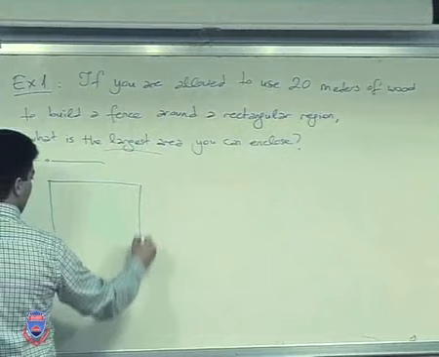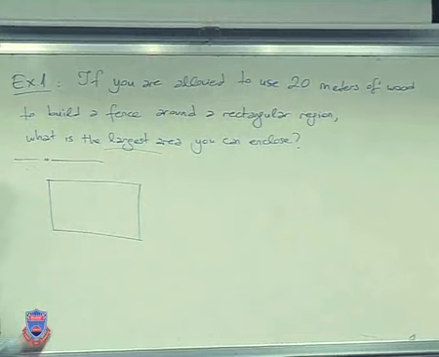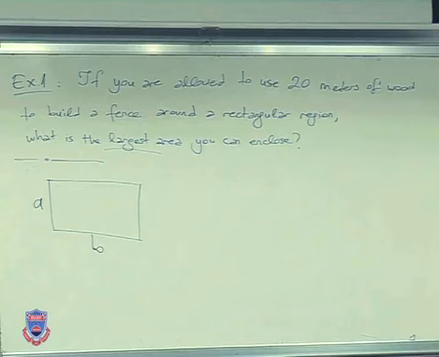So if this is your region, what are the decision variables? What are the things that you can control? Exactly. There are basically two things you can control, which I'm going to call A and B. You can decide A and B, but within certain restrictions. You cannot choose A and B arbitrarily. In other words, there's a certain relationship between A and B. And what's that relationship?